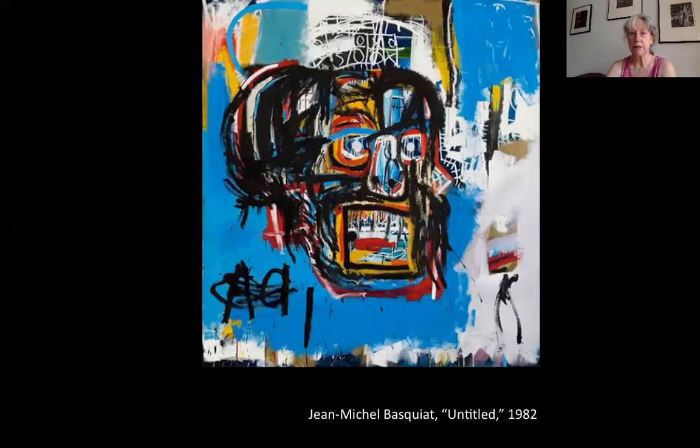I usually start with this painting because students are kind of amazed by it. I mean, it's a piece of what we could call contemporary art because it was made in the 80s. That's not that long ago. Unfortunately, Basquiat, who made it, is dead, but he died at a very young age, at age 29.